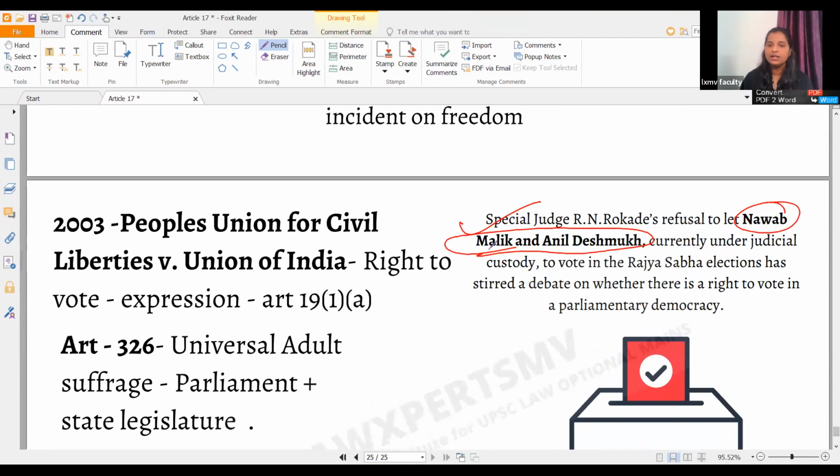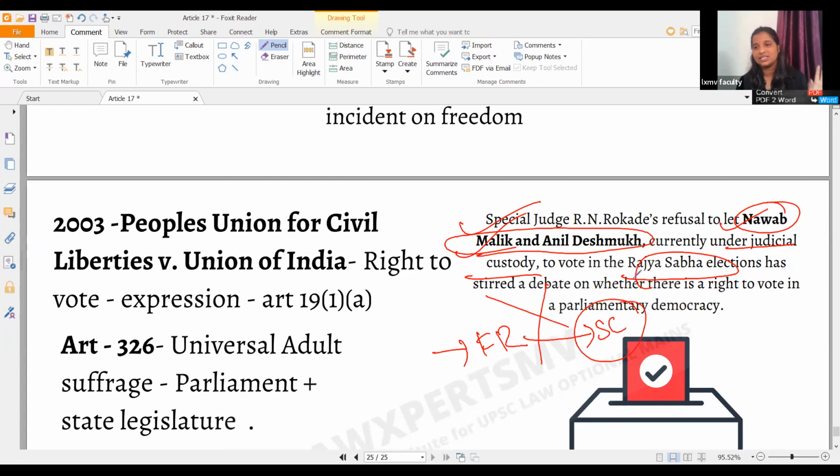Okay. So what happened? These two people, Nawab Malik and Anil Deshmukh, are Congress party leaders. These people are placed under judicial custody. And they want to participate, cast vote in the Rajya Sabha election, but they were not allowed. They now say it is a violation of my fundamental right. And see, the lower court did not allow, so they have filed a petition in the Supreme Court, which is still pending.